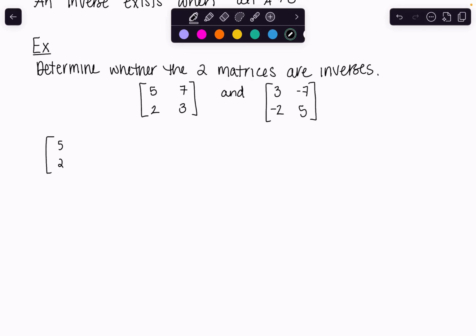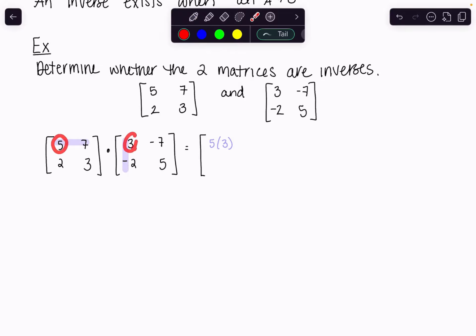So we've got 5, 2, 7, 3. And I want to times this by my other matrix, which is 3, -2, -7, 5. The result is going to be a 2 by 2 matrix, because again, they are all 2 by 2. So starting with our first row, first column, we go ahead and multiply these together. That gives me 5 times 3 when I do the first pieces. And then I add doing the next, which is 7 times -2.